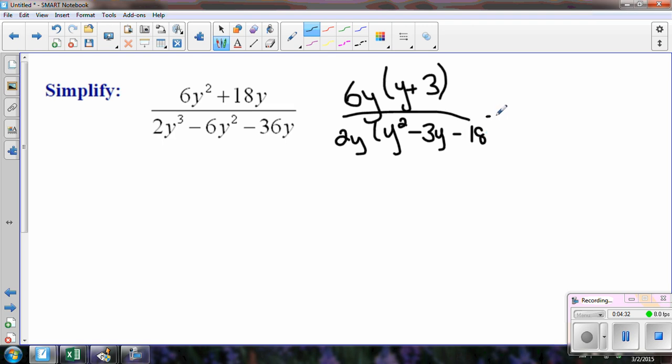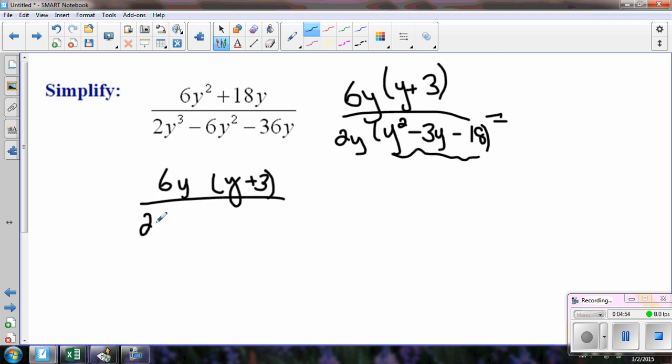You look to see if there's any other factoring that can be done before you consider yourself completed. You say, can you factor this trinomial? And the answer is yes, of course you can. So I'm just recopying the numerator here, 6y over y plus 3. On the bottom you have 2y, and then we can factor this to y minus 6 and y plus 3.